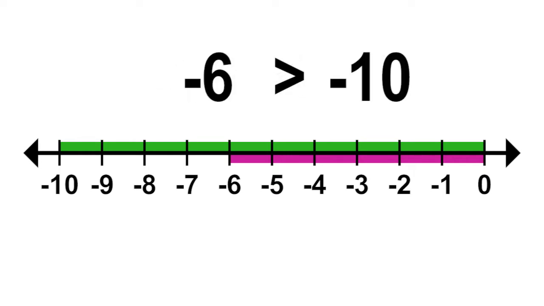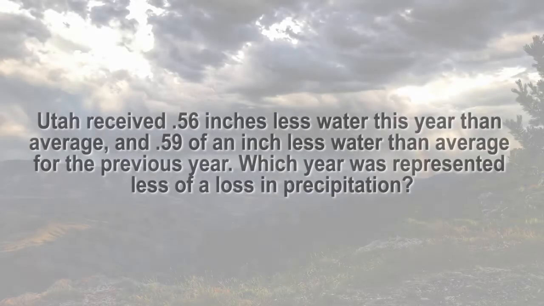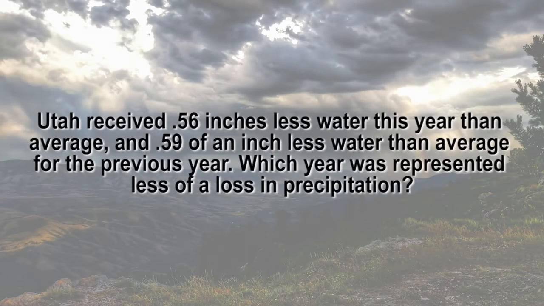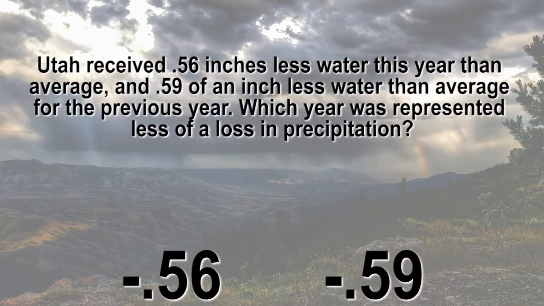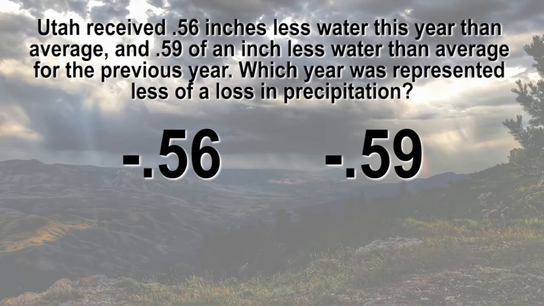Consider this context. Utah received 56/100ths inches less water this year than average, and 59/100ths of an inch less water than average for the previous year. Which year represented less of a loss in precipitation? First, we identify the expression. Negative 56/100ths is greater than, equal to, or less than negative 59/100ths.